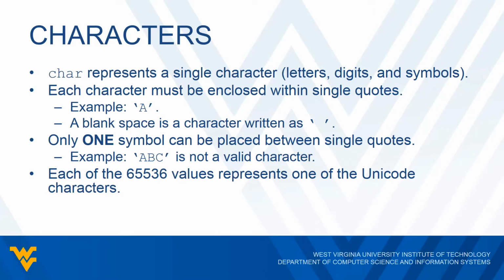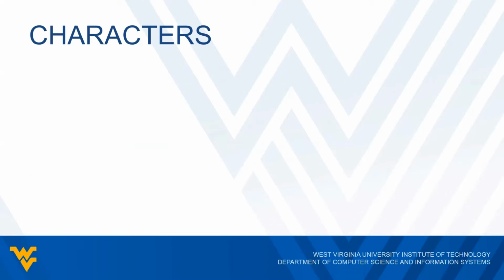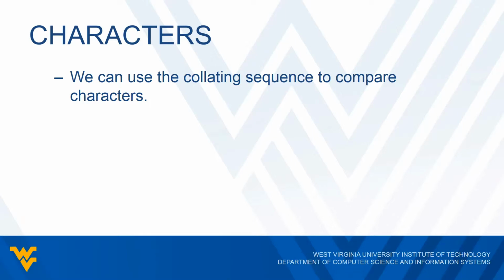Now, as we said before, we're storing an integer value in the character. So how does that work? Well, each of the 65,536 values represents one of the Unicode characters. So if we go back to our A example, the number 65 represents the letter A. And each of these values is called a collating sequence. And what's nice about the collating sequence is we can use them to compare characters.